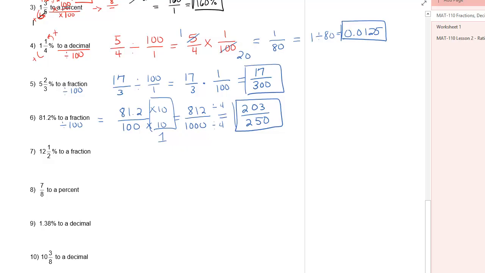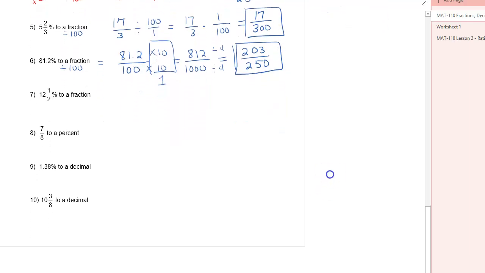Now, if we look at number 5 and 6, number 5 is 2/3, that's a really small percentage, and 17 over 300 is a really small part of 300. As opposed to number 6, 81.2 is a large percentage of something, and 203 is a large part of 250. So these answers make sense to me. All right, lots of mixed numbers.